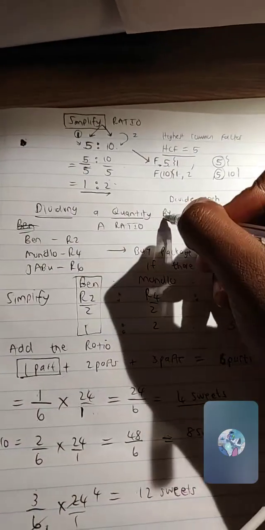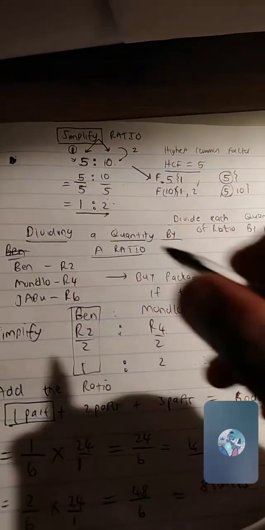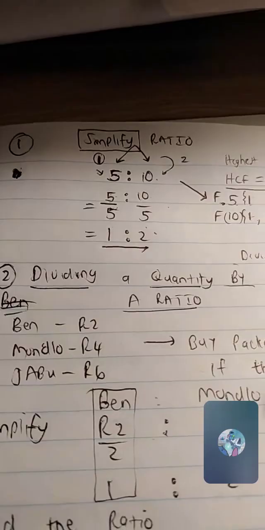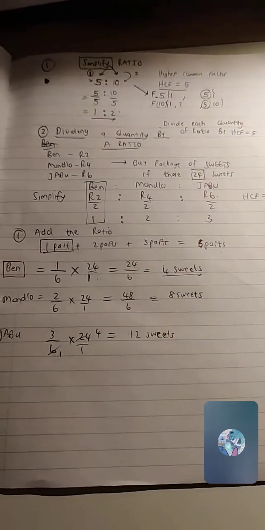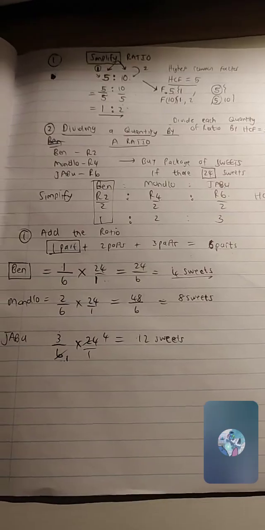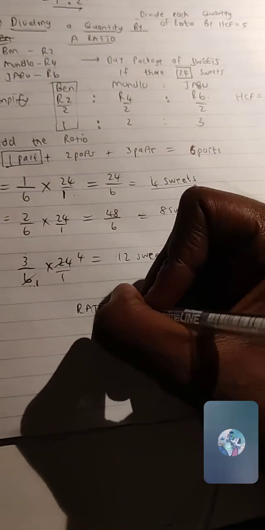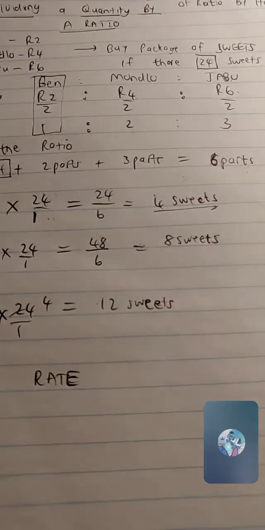Dividing a quantity by a ratio. This is the part of ratios that we've just looked at, as opposed to what we first looked at, which was just simplifying a ratio. Also, the one that I think they call rate. Rate has to do with distance, speed, and time, and obviously there are other rates.